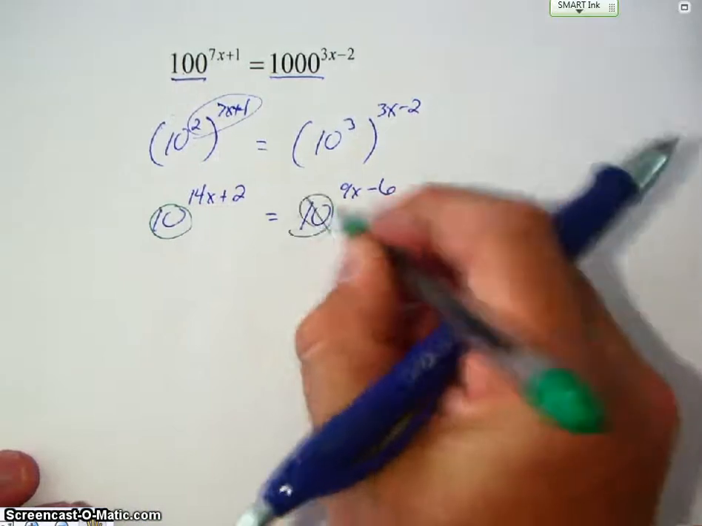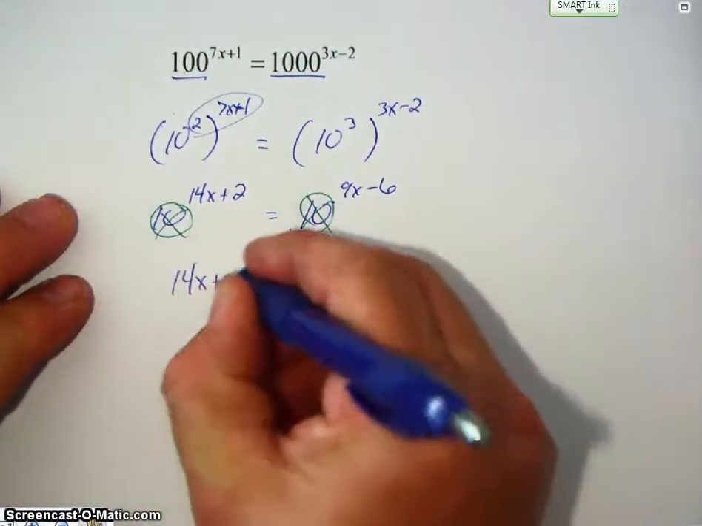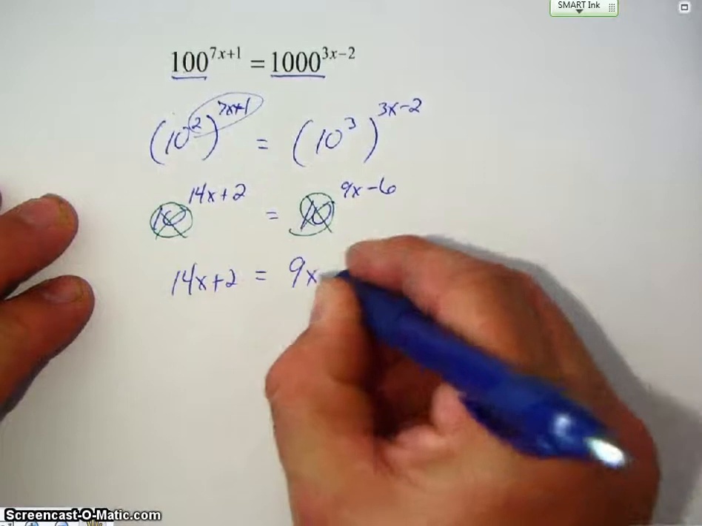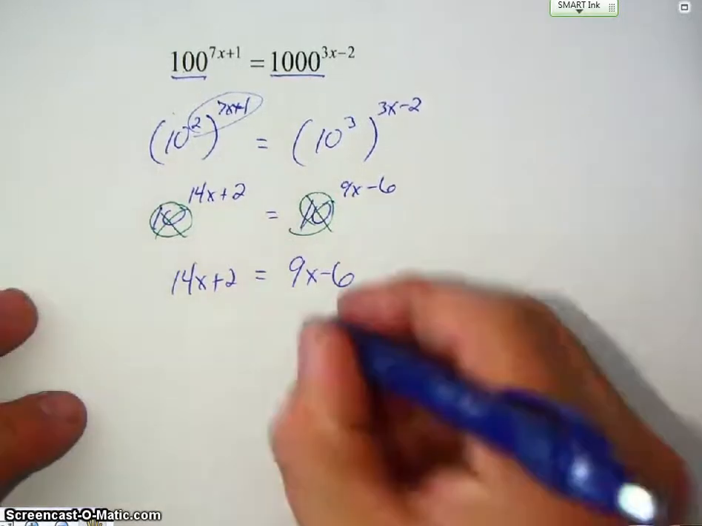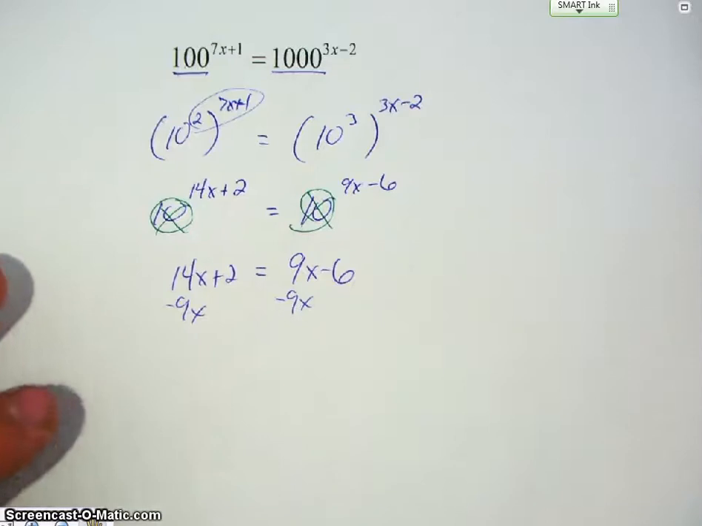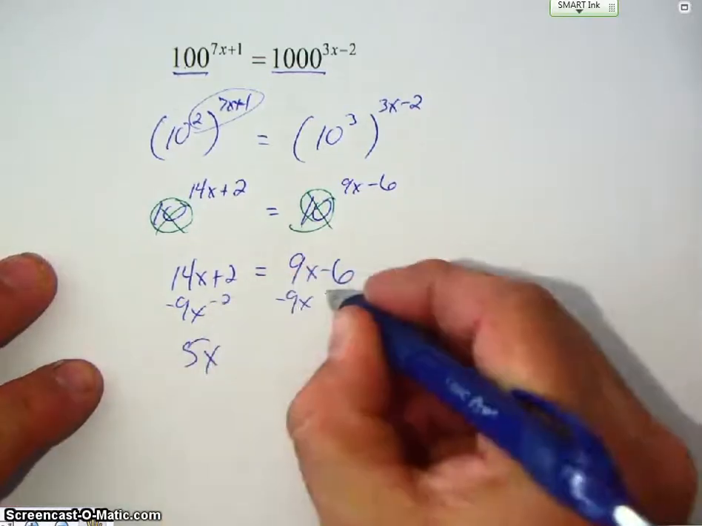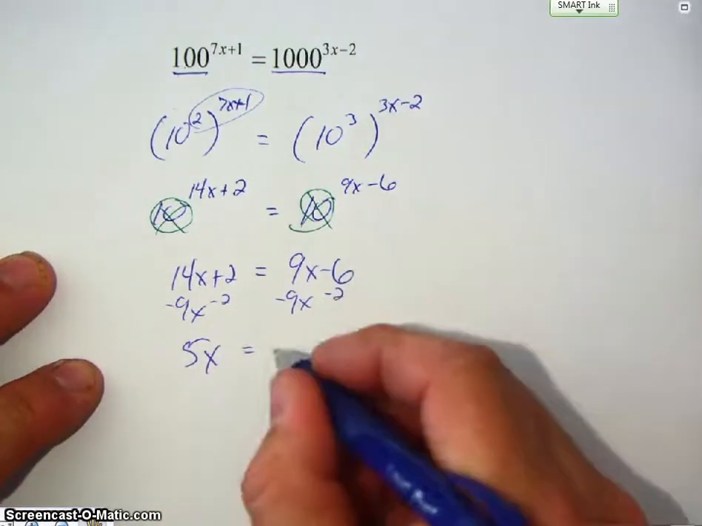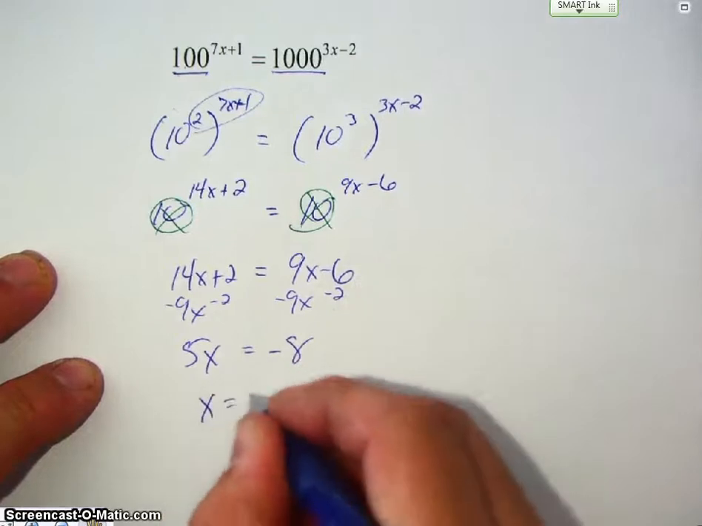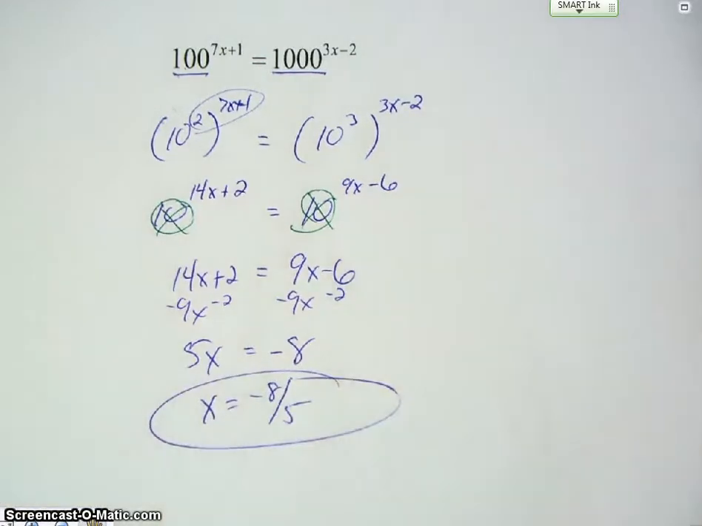Bases are the same, so I can cross those out. So I'm just left with exponents. Subtract 9x here, so 14 minus 9 is 5x. Subtract 2 from both sides, and I get -8, so x is equal to -8/5. And there's your answer.